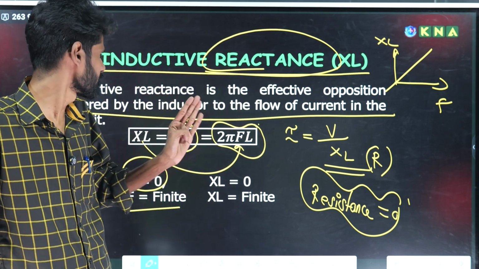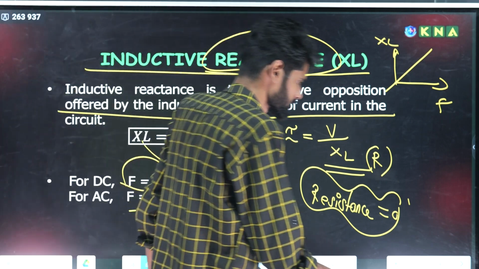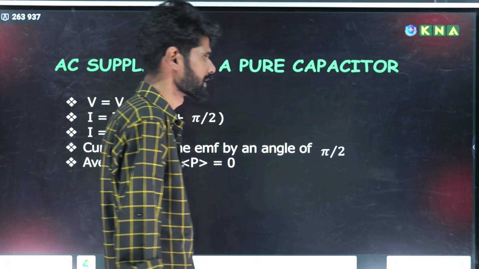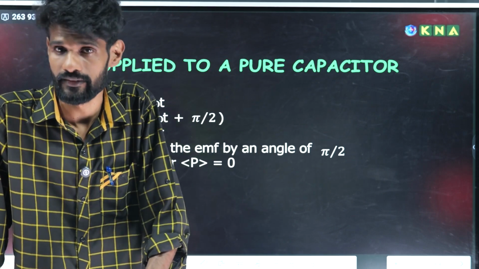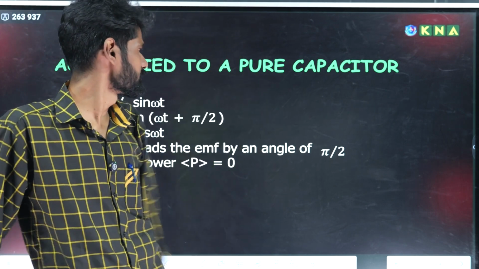So reactance is not a resistance. Reactance is the opposition offered by the inductor to the flow of alternating current, and reactance arises only in AC circuits, but resistance can be found in both AC and DC circuits.